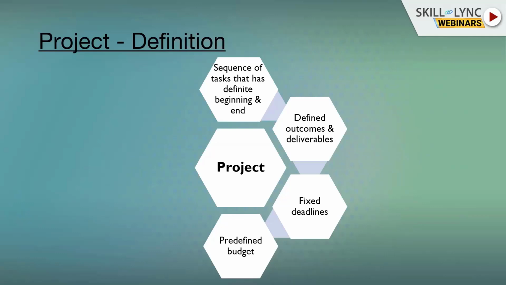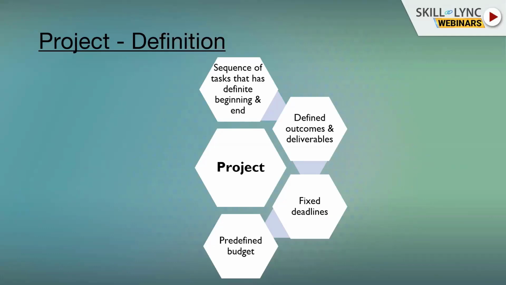Right. So it has certain types of tasks involved. It has a sequence of activities, which has a definite beginning and definite end. It has definite outcomes and deliverables. It has a fixed deadline. Every project has a fixed deadline. Right. It always has a fixed and predefined budget. So whenever we launch that particular product in the market, we go through various phases of the project, which we are going to talk about in the further slides.